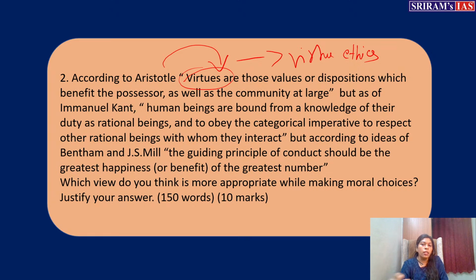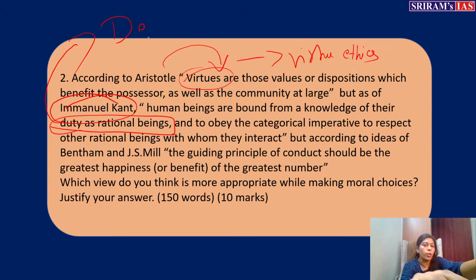One is virtue ethics. But as of Immanuel Kant, if you have studied it clearly, you know where Immanuel Kant will come. So human beings are bound from a knowledge of their duty as rational beings. So this word is a keyword for you to identify the question. Duty as a rational being, that is something called deontology ethics. These are keywords. When you have studied, your teacher would have taught you deontology ethics, duty based ethics. And to obey the categorical imperative is his theory, to respect other rational beings with whom they interact.